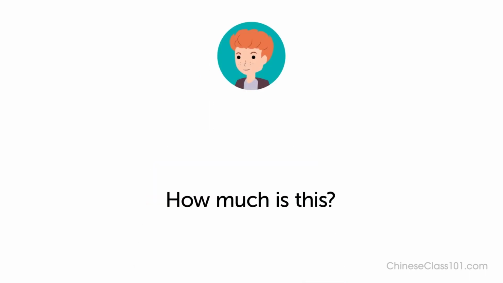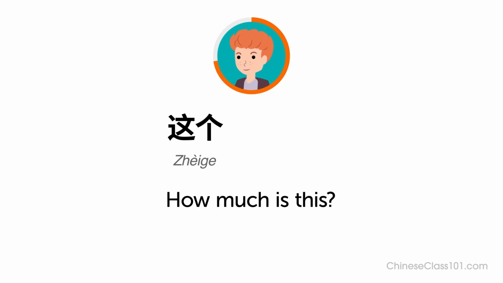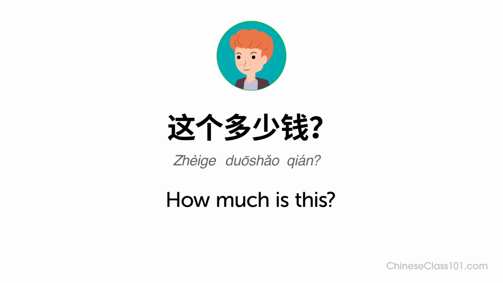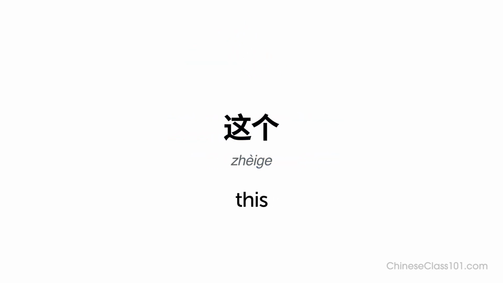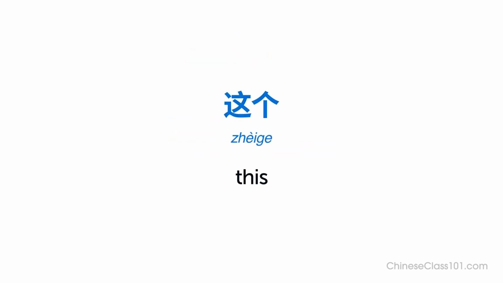Let's take a closer look at the conversation. Do you remember how Ben asks, "How much is this?" 这个多少钱？ Ben's question starts with 这个, this. 这个 This word can be divided into 2 parts. First is 这, this.